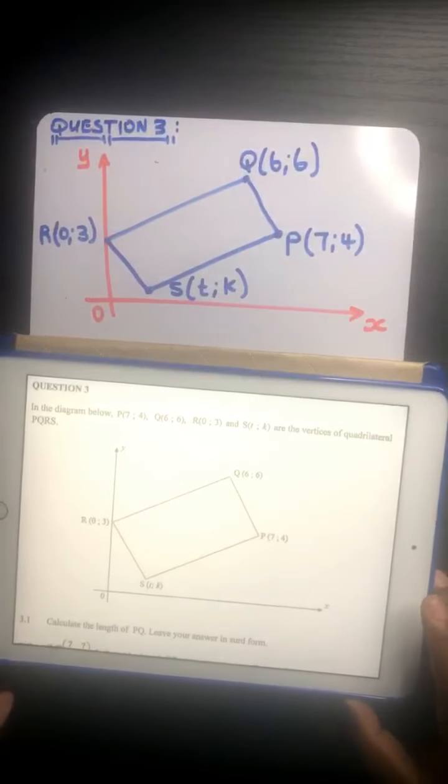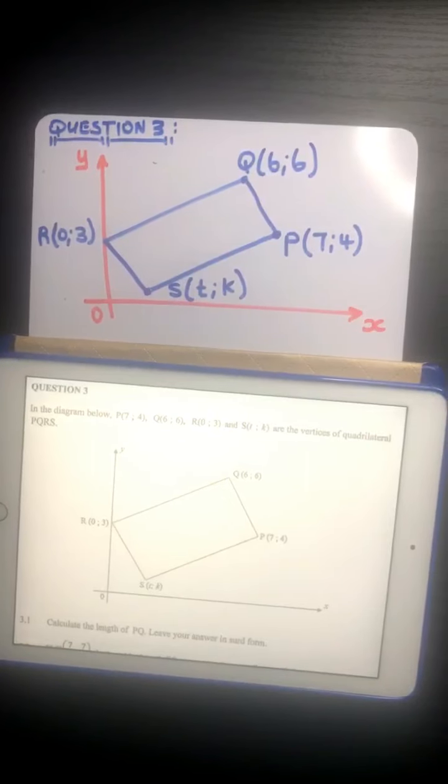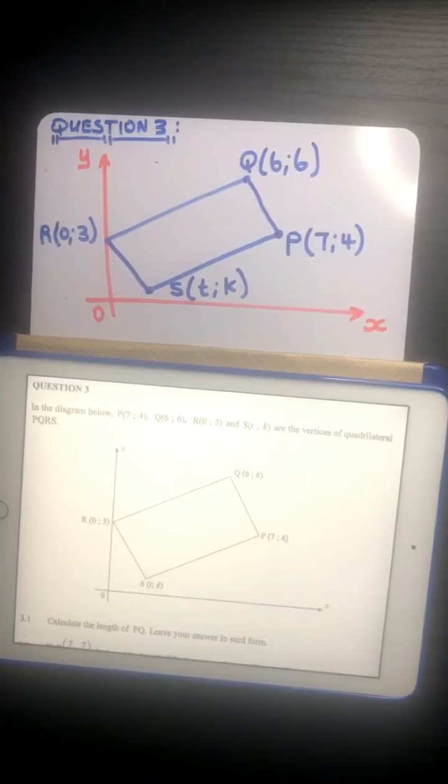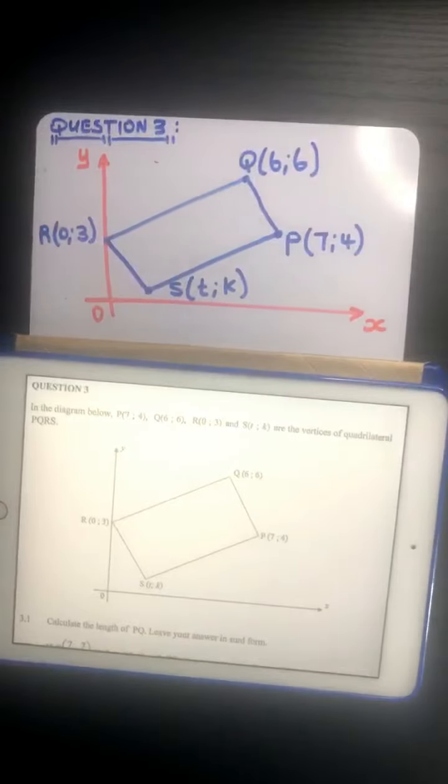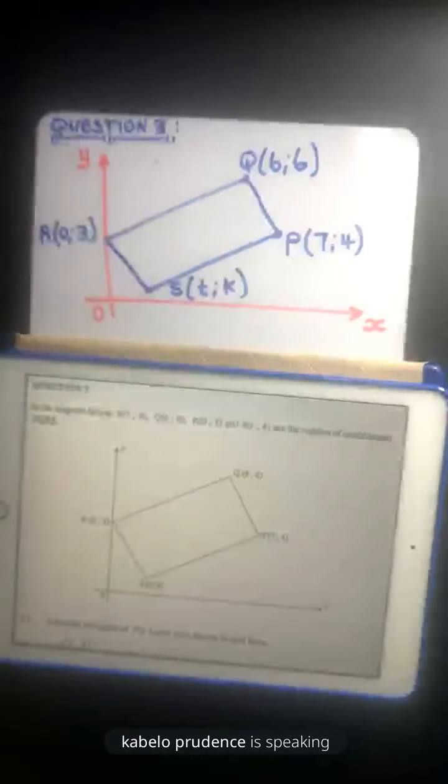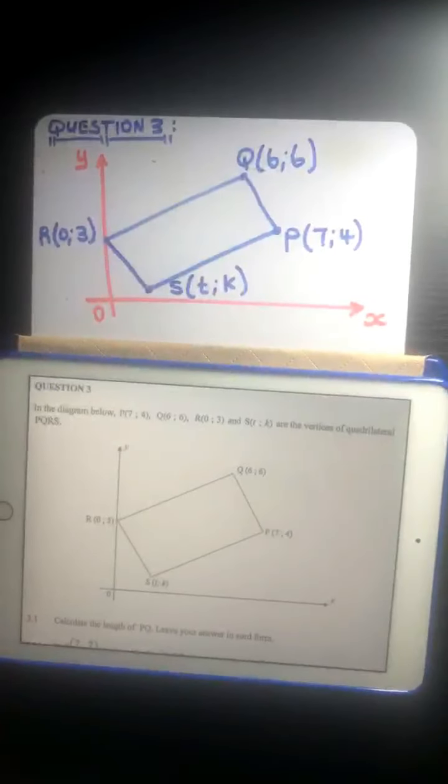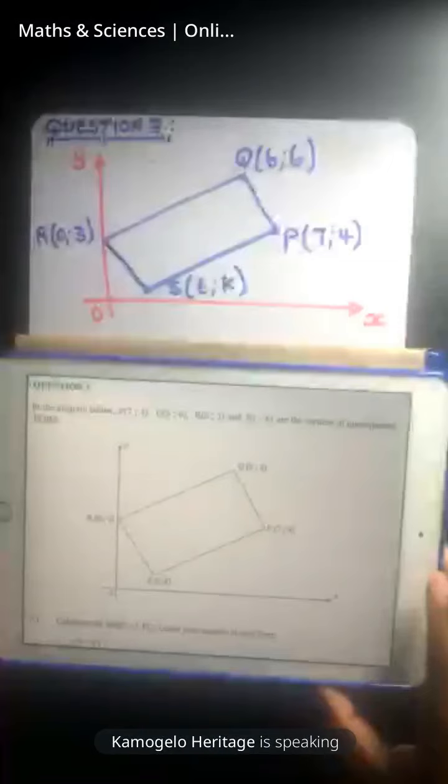I'm not sure, is it blurry on your side? Are you guys able to see over there, or is it blurry? I can't see, sir. Is it everyone who's not able to see? I can see. Still the same. You still can't see? Oh, okay.